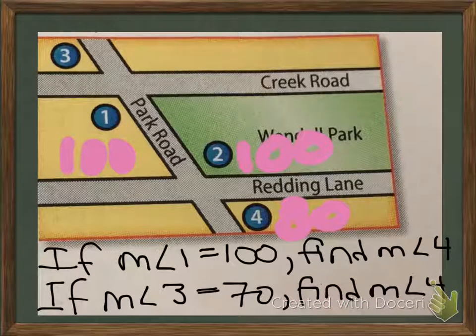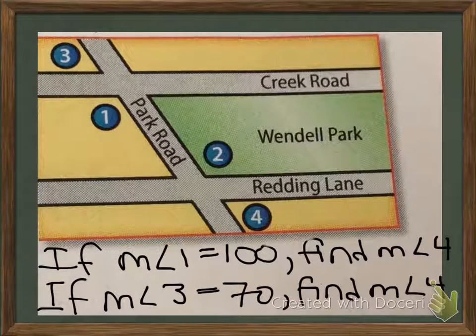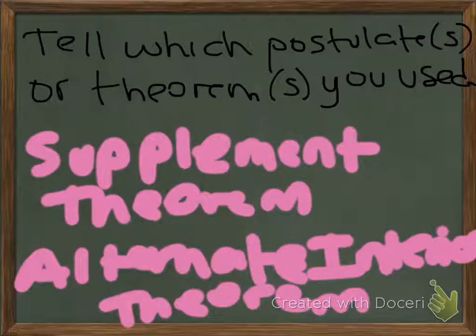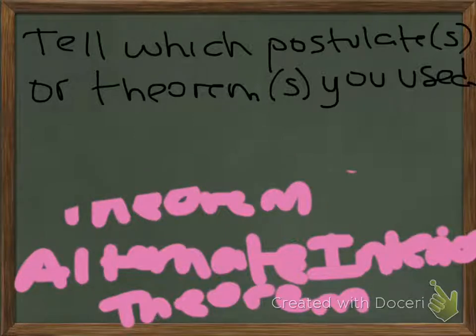Now, if we start over with a new set of data, it gives us another example here with angle 3 being 70. That's here. And we need to find angle 4 again. Angle 3 and angle 4, notice those two are alternating between Park Road, which is the transversal, and they are both outside of the parallel lines, which makes angle 4 also 70. That's by the alternate exterior angle theorem.